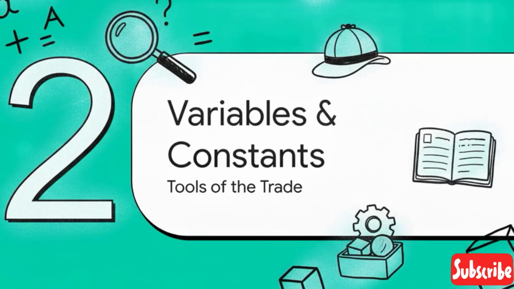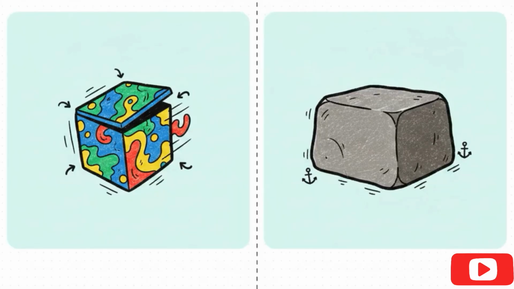Moving right along to section 2. Meet variables and constants, tools of the trade. To be a great detective, you need the right tools. And we've got two main ones here. On one side, we've got our variables. These are those letters like X, Y, A, and B. And since they represent our unknowns, their value can totally change depending on the puzzle we're solving.